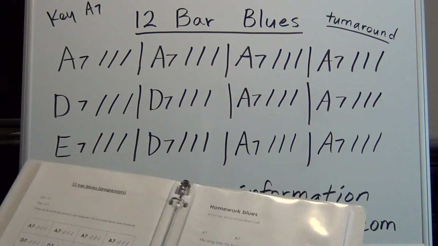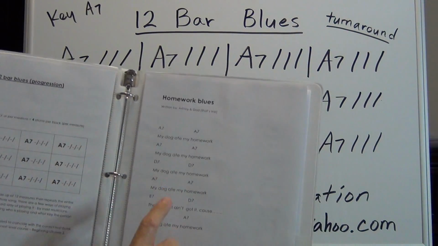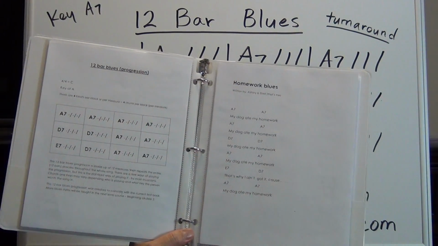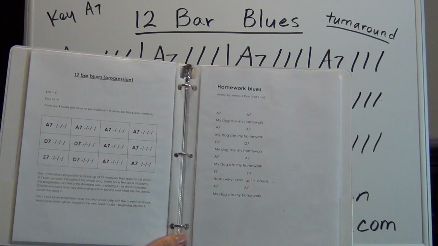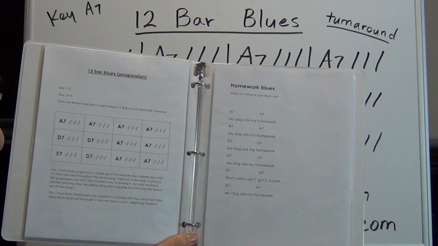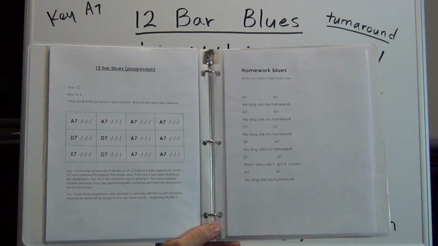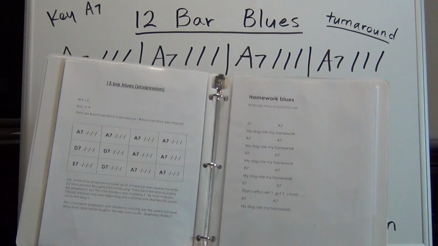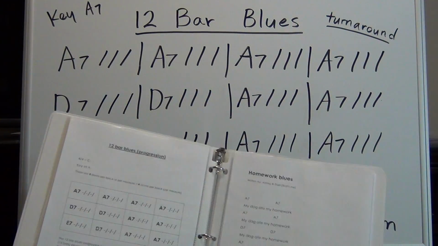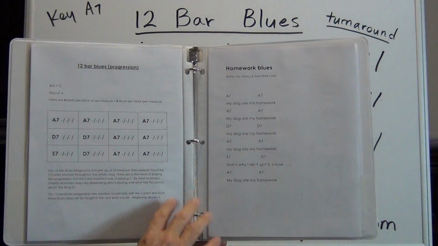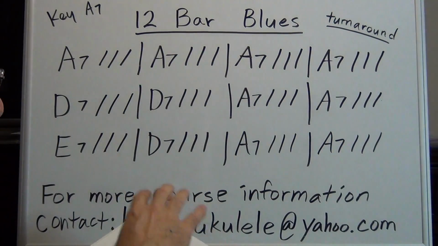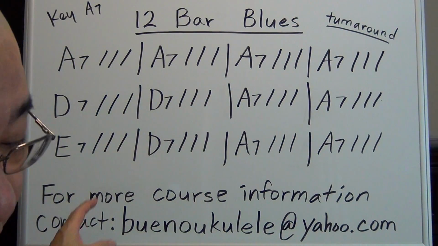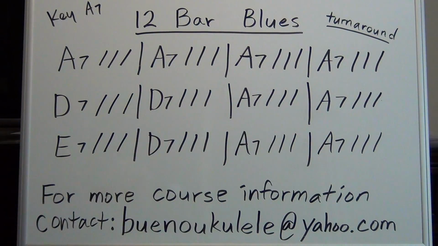Also coming up is the homework blues song that we're going to be singing. So you want to keep these two song sheets handy that have been provided to you in the upcoming tutorial, so that we can play them together. But it all follows the same format. And before we do this in the upcoming tutorial, I just wanted to make sure that you had a basic understanding of the 12-bar blues.